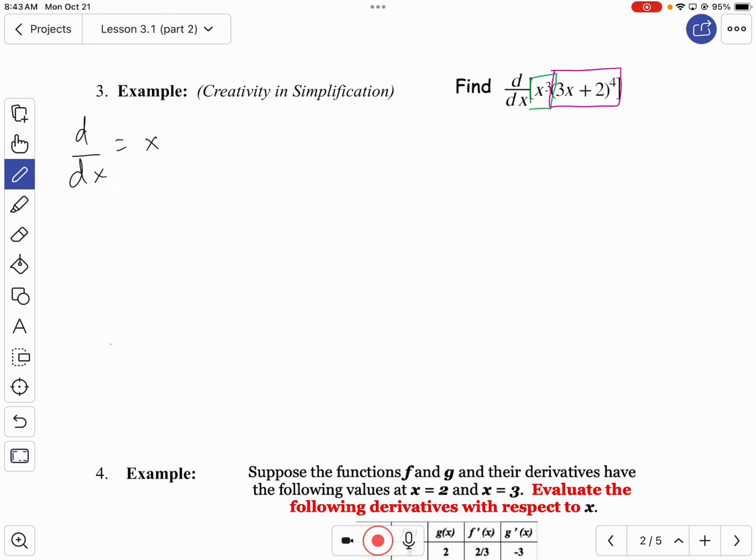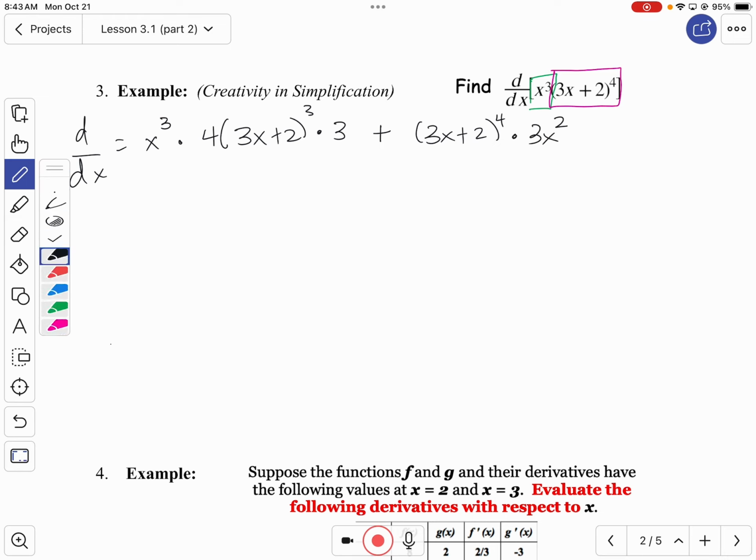So first, times derivative of the second. Well, the derivative of the second is where my chain rule is going to happen. So 4, 3x plus 2 to the 3rd, and then times the derivative of that inside, which would just be 3. Plus second, so 3x plus 2 to the 4th, times derivative of the first, which would be 3x squared.